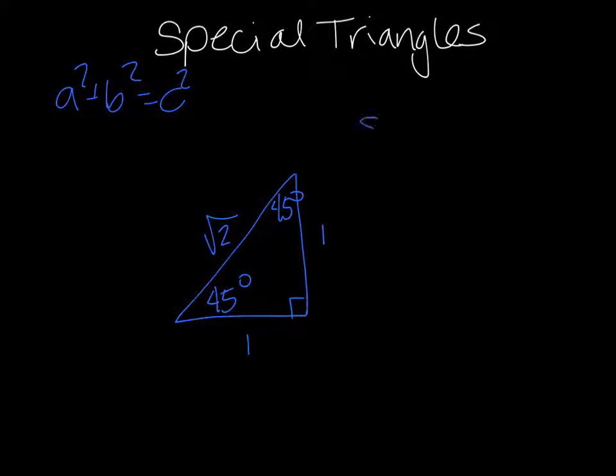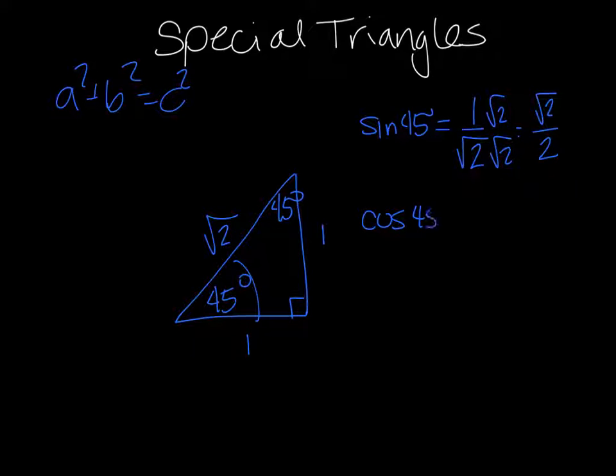So if I go through and do my trig ratios, sine of 45 degrees, now since both of them are 45, we can just pick one to look at. Sine is the opposite over the hypotenuse. And then I have to rationalize that. So I multiply square root of 2 top and bottom, and I get the square root of 2 over 2. So sine is root 2 over 2.